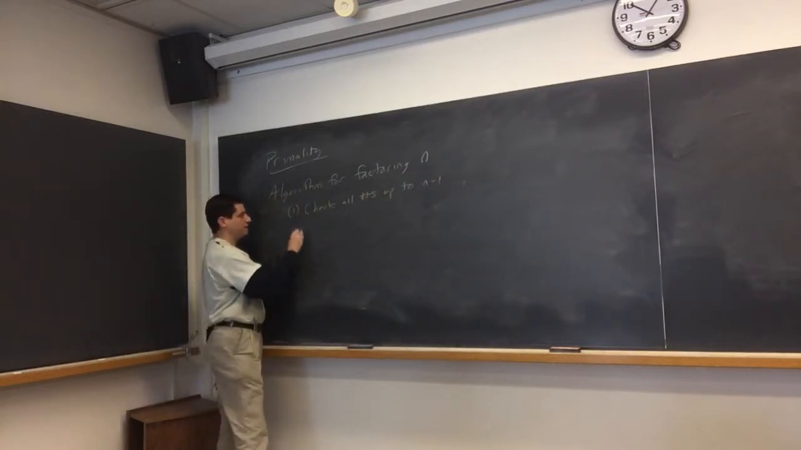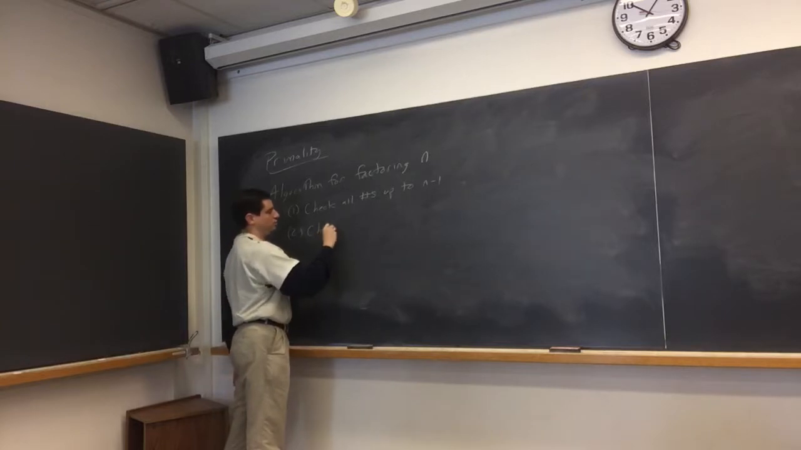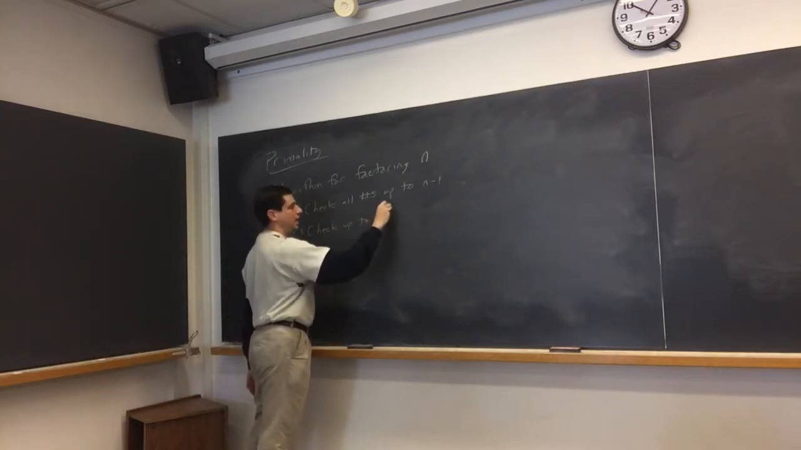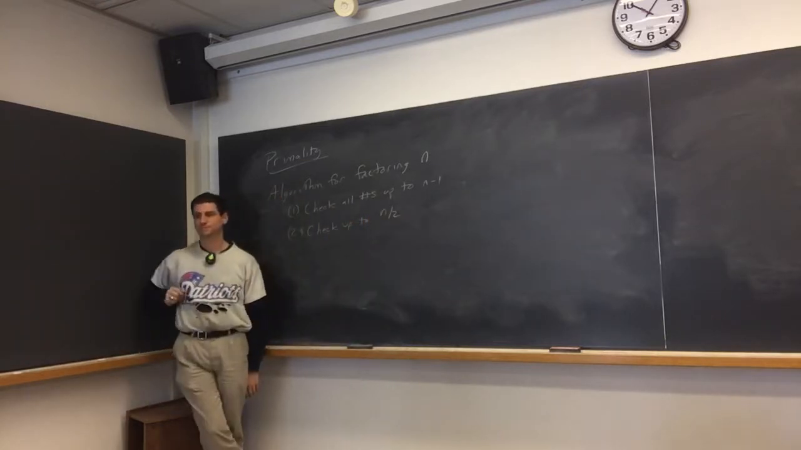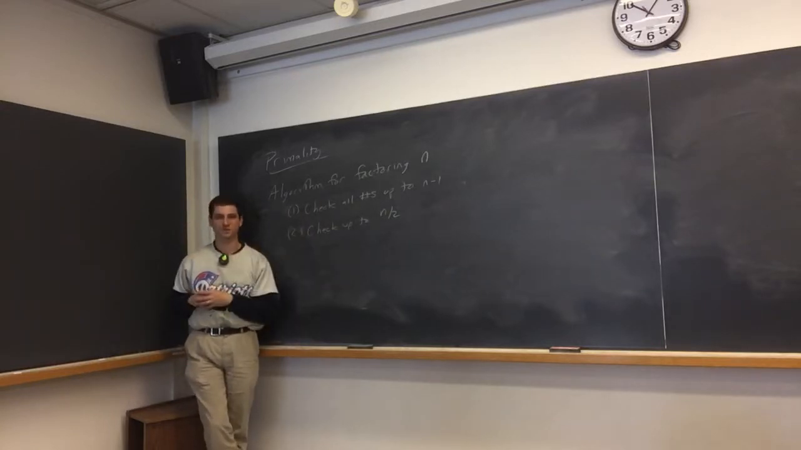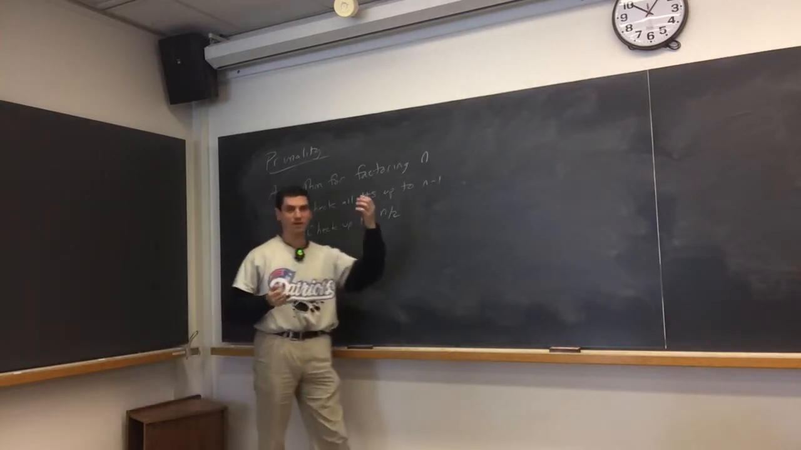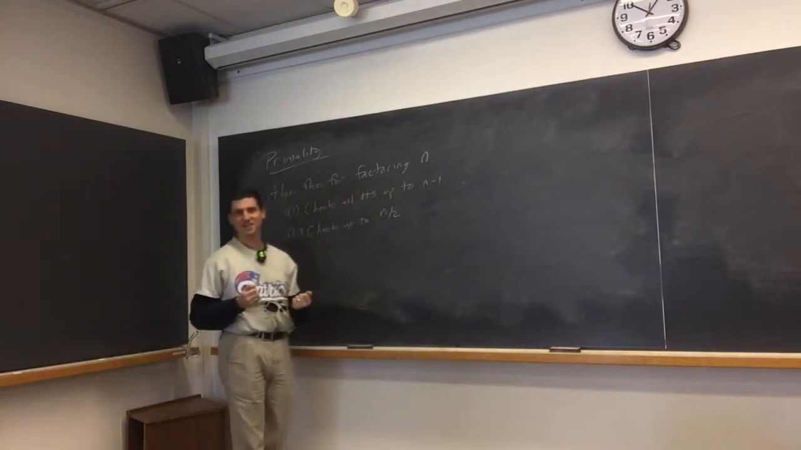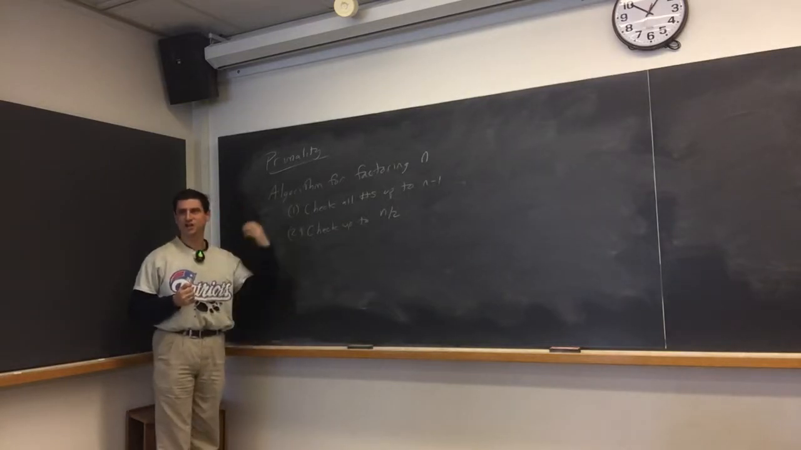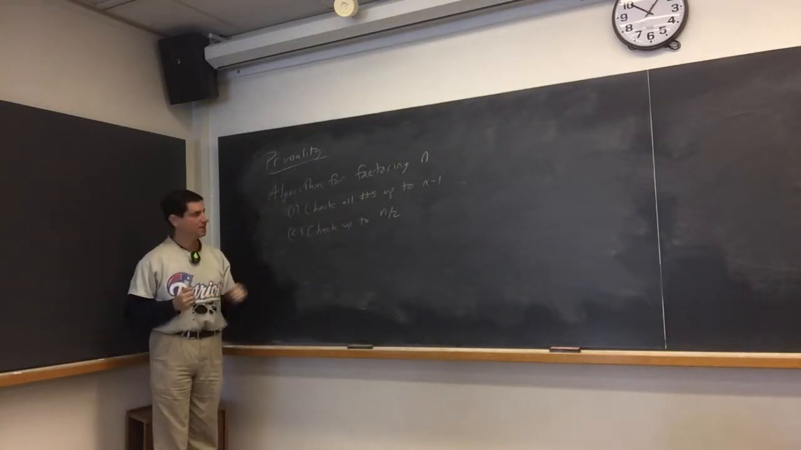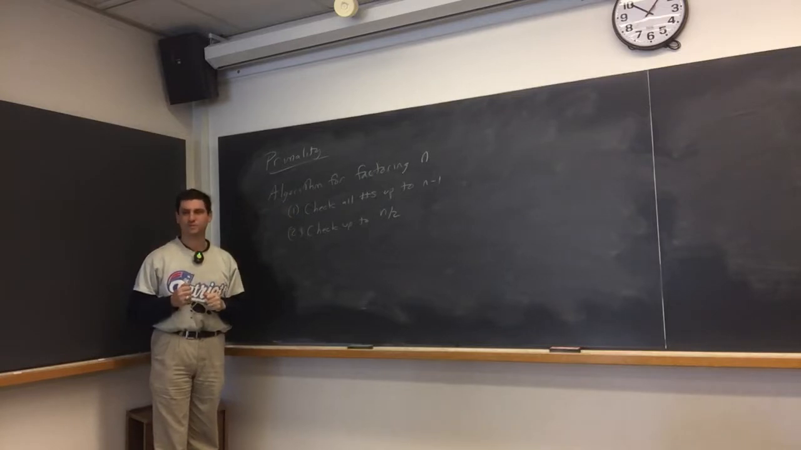Then somebody had a great idea. Check up to n over 2. This is a 50% improvement. 50% improvement is not that bad. Your path was down by 60, now only down by 8. 50% improvement. That's not enough. It's not enough. We need to do much better. Can anybody do better than n over 2?